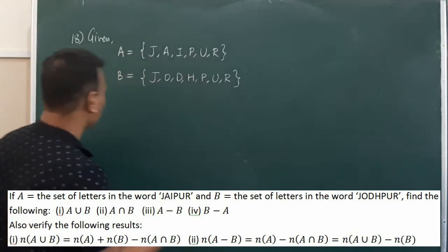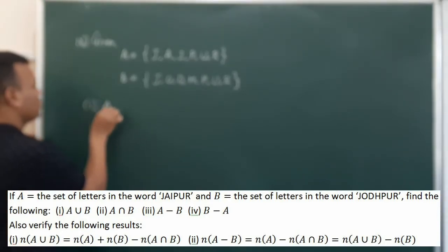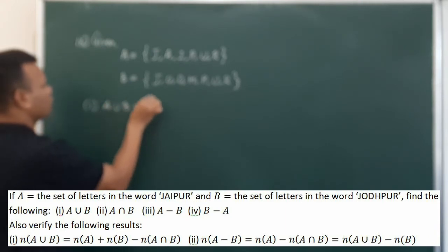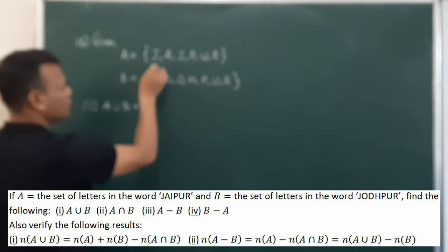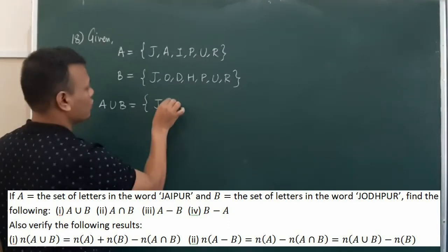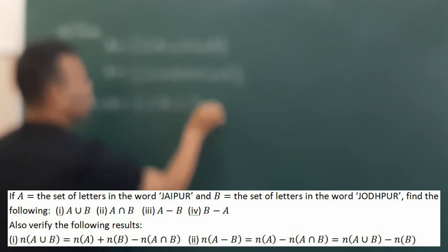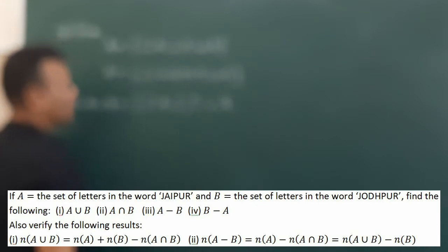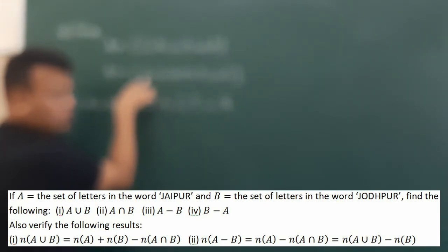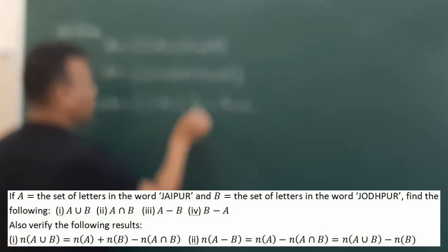Okay, so let's find quickly. This is A union B, which means combine the sets. J is present, A is written, I is written, P, U. Let me write Jaipur first. Now, coming to Jodhpur, J is already written, O is not written, right?